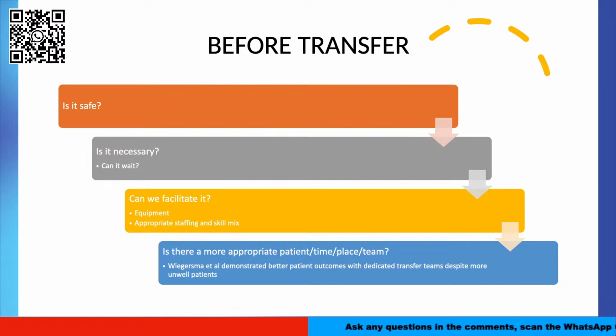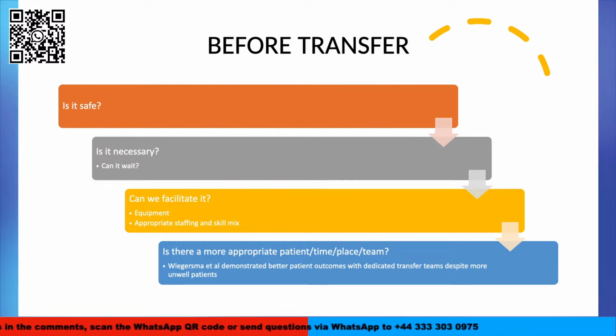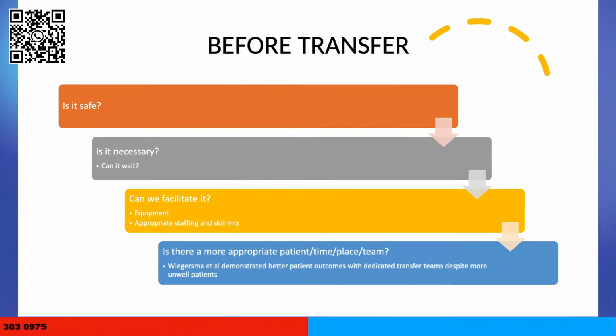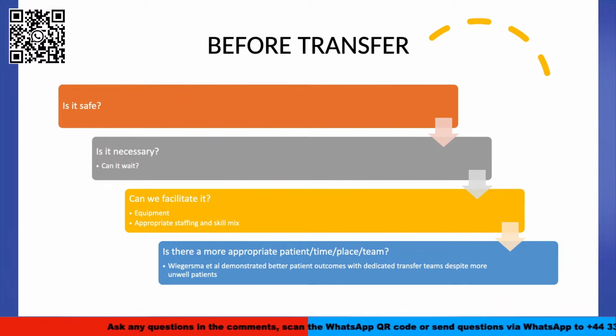The next thing we have to consider is whether or not we can facilitate the transfer, and that means do we have the right equipment to do so, and also enough staff and the right staff mix. It may be that if you've got a junior member of the medical team on their first transfer, that it's more appropriate to have a senior nurse. It's also worth considering if there is a more appropriate patient to move, whether there's a better time, and if there's a more appropriate team, as previous studies have demonstrated better patient outcomes when dedicated transfer teams are used.